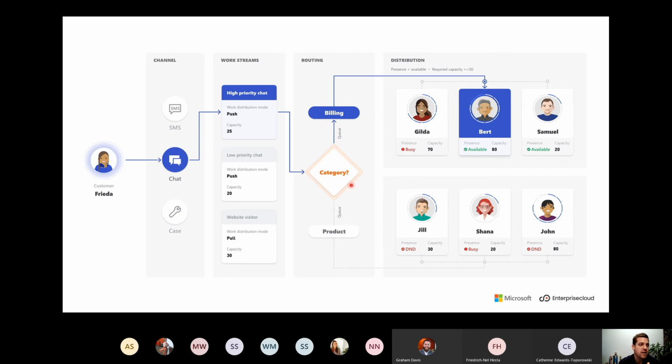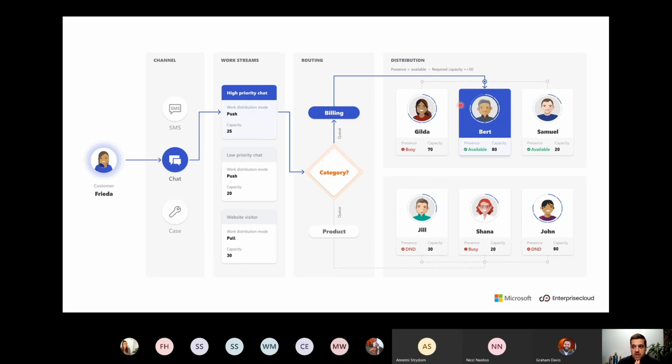And that's where bots are great, because the bot can ask a couple of questions up front and say, why are you here? What do you need? So that I can route you to the right place. And over here, we can see, okay, she's got a billing query. And so instead of sending her to the product team, I'm going to send it to the billing team.